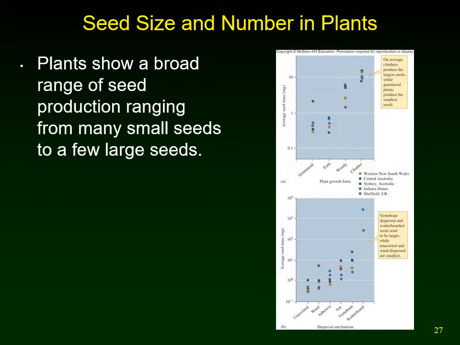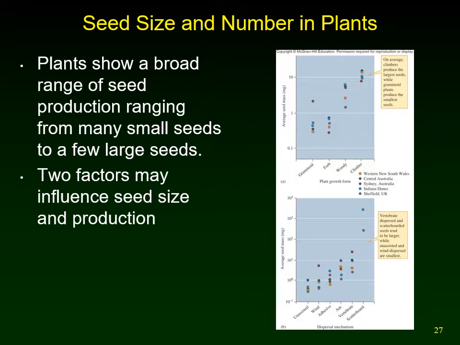Plants show a broad range of seed production, ranging from having many small seeds to a few large seeds. So just like the fish, plant seed size and number can vary by a large amount as well. Two factors may influence seed size and production. This is the plant growth form and its dispersal mode.